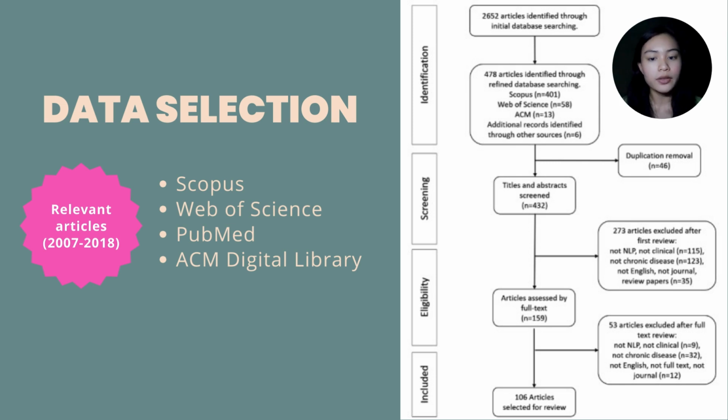And the second one is the screening process, where 273 articles are being excluded because they are not NLP or clinical or chronic disease related. So the third one is the eligibility. So in total, there are 159 articles being assessed by full text. Okay, so after that, 53 articles are being excluded due to the full text review, where the NLP, clinical, and chronic disease are not related at all. So in total, there are 106 articles being included at the end.